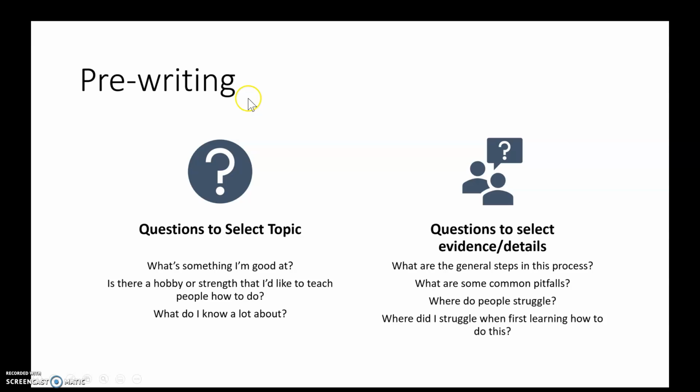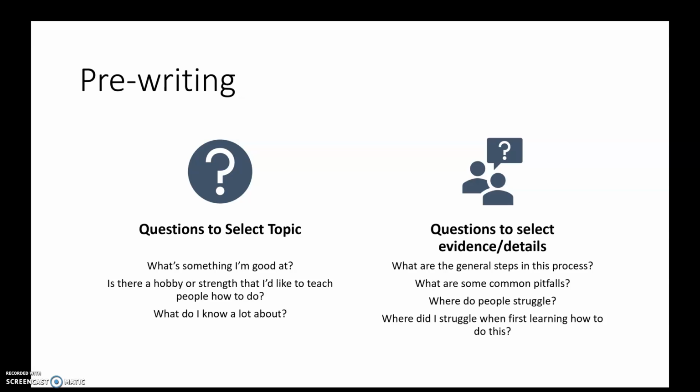So what kind of pre-writing is ideal for this type of speech? Well, the first thing you want to do is ask yourself some questions to select the topic. So you might ask yourself, what's something I'm good at? Is there a hobby or a strength that I'd like to teach other people how to do? Or what do I know a lot about? Those questions will help you to narrow down the list of ideas for what you might want to teach your audience to do.